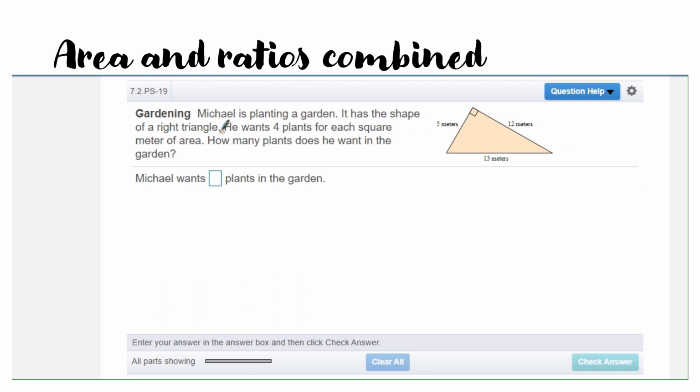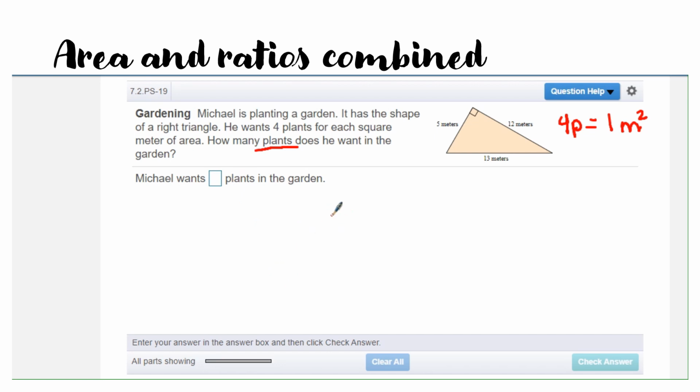So this question is focusing on the number of plants. But in order to get the number of plants, we have to know the area, because the number of plants is dependent upon the area. So we have to find the area, the number of square meters here. So if we think about it, he wants 4 plants for each square meter. So 4 plants is going to be equivalent to 1 meter squared. So let's go ahead and we're going to use that as a conversion factor, or use that information.